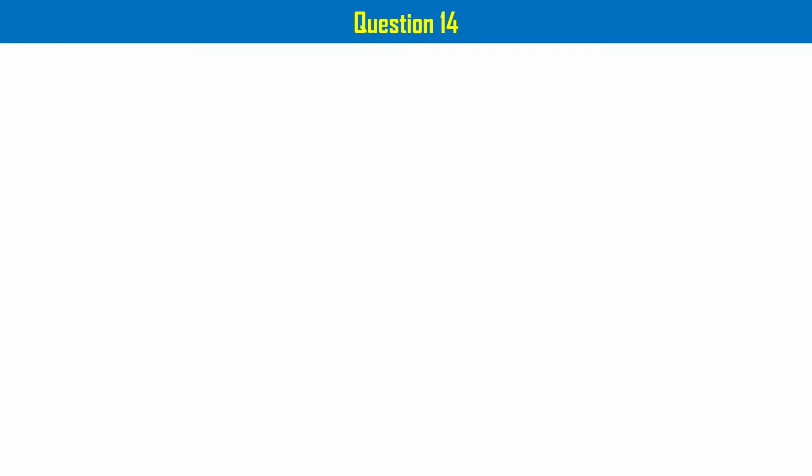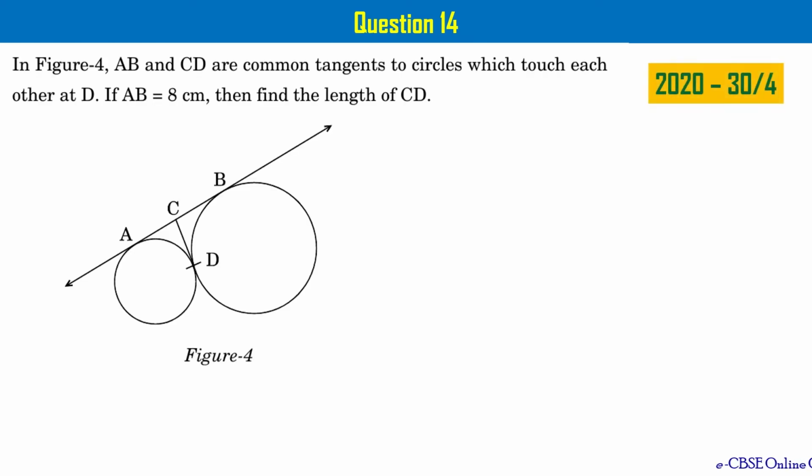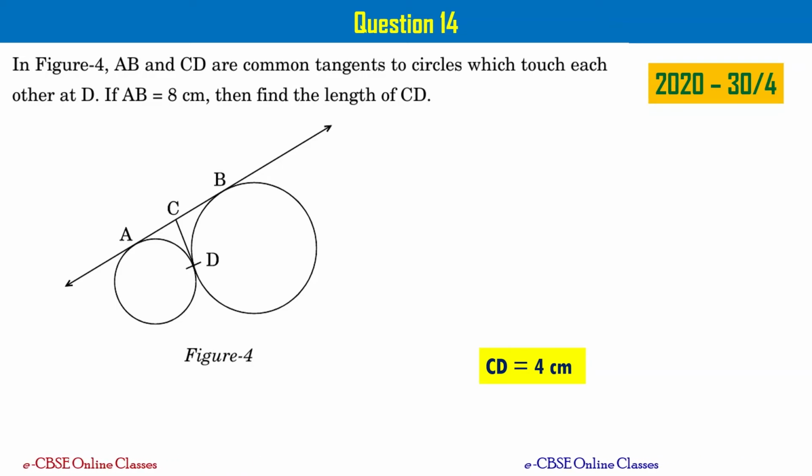Let's go to the next question, that is question number 14. In figure 4, AB and CD are common tangents to circles which touch each other at D. If AB is 8 centimeters, then find the length of CD. If you say that CD is the external point, you will be able to solve this problem easily. Try to solve that so that you will get the answer CD equal to 4 centimeters. Please pause the video and solve this so that you can verify whether your answer is 4 centimeters or not.